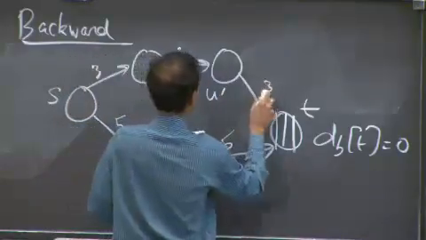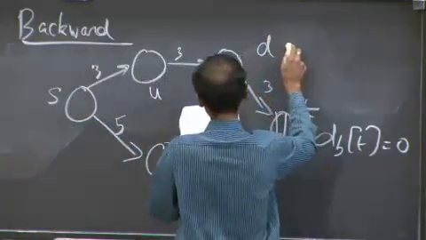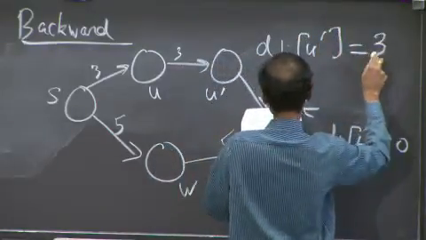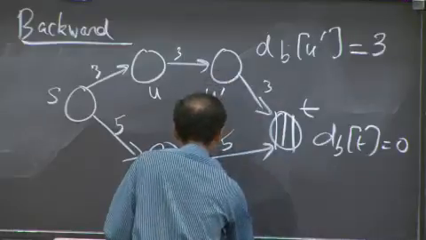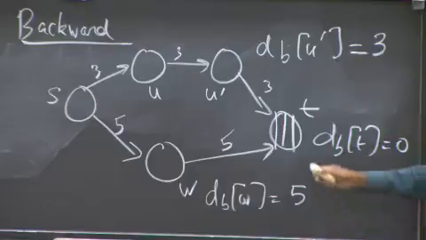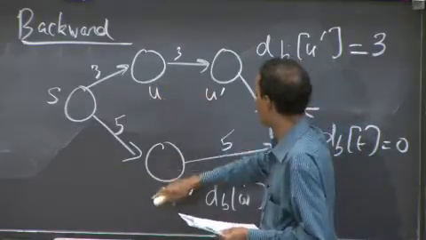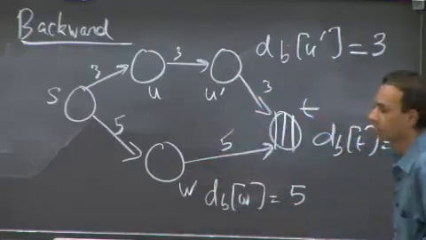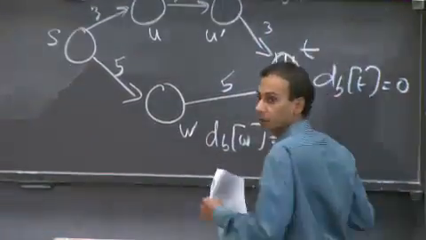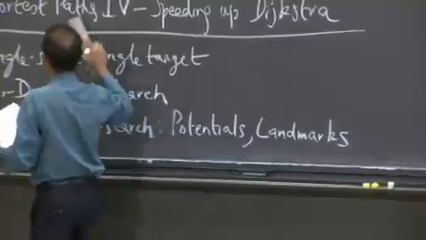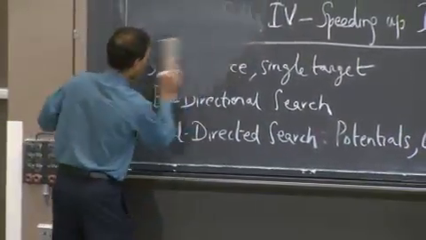And my weights are the same. It's the same graph. So I'm going to have dB of U prime equals 3, and dB of W equals 5. And I haven't seen U yet. I haven't seen S yet. And so all I've done is mark these two. All right? So far, so good? Again, stop me if you have questions. We've got, obviously, a couple more steps to go here.